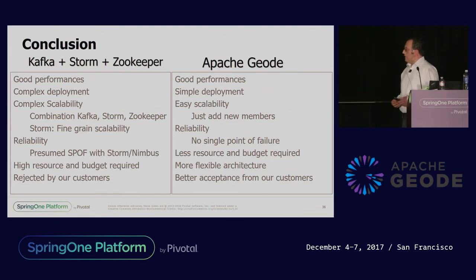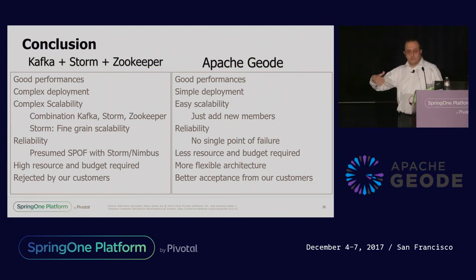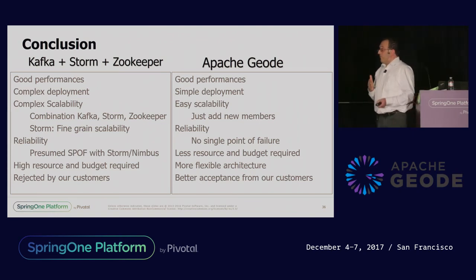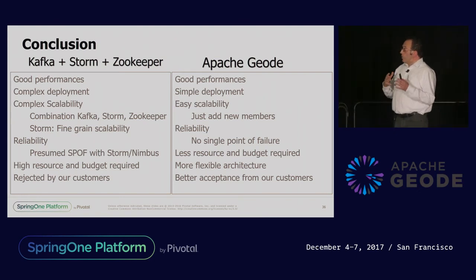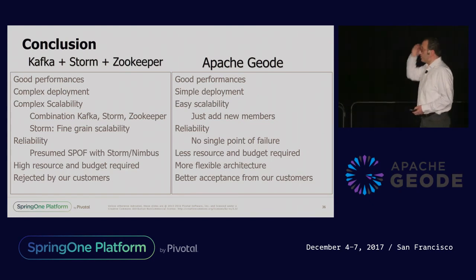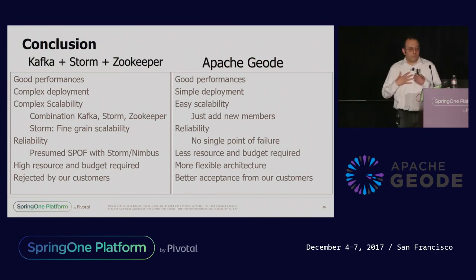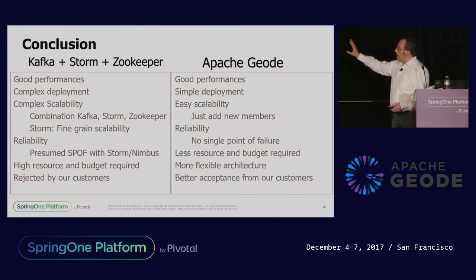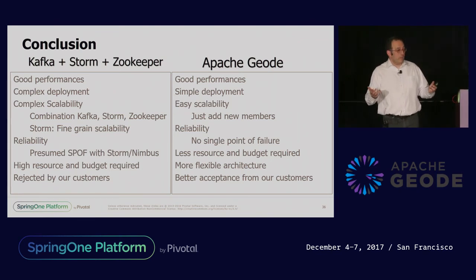Regarding the scalability, as I showed you, scalability is very easy. You just have to duplicate your process. For Kafka plus Storm plus Zookeeper, you have to combine the scalability of Kafka, of Spark, and Storm, and Zookeeper. From our point of view, Apache Geode was the best solution. Why? Because it was not rejected by our customer and was simpler to develop.